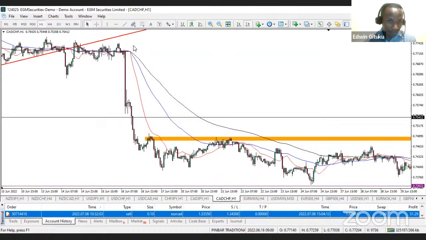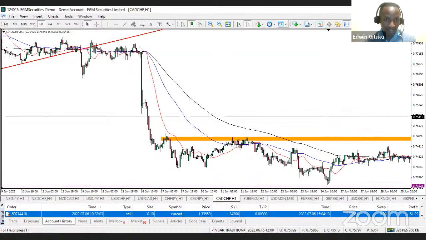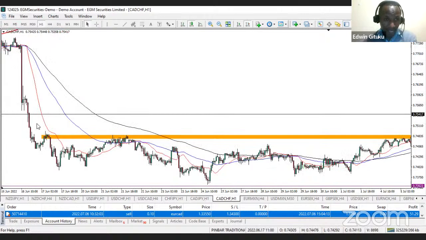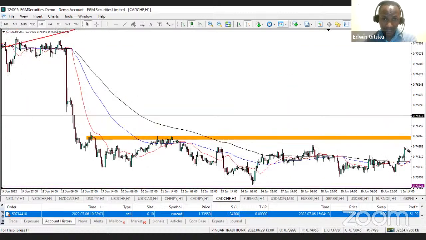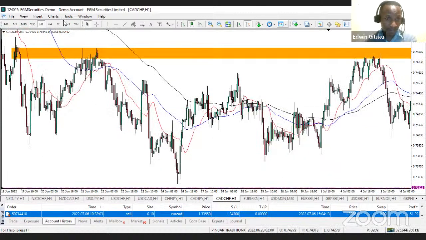You remember this move when Swiss National Bank raised its rate by, I think, 750 basis points? There was this massive drop in CAD Swiss franc. So Swiss franc really strengthened against its crosses. From that point onwards, the price has been struggling to rise above this level, which has served as an area of support, I mean, an area of resistance.